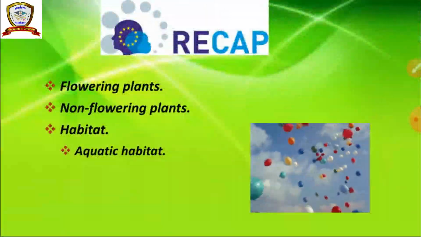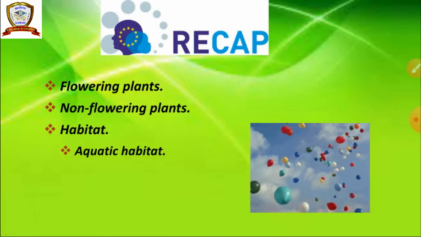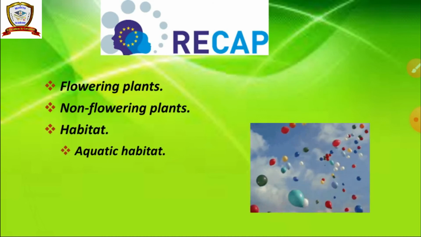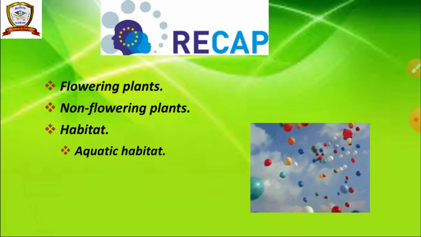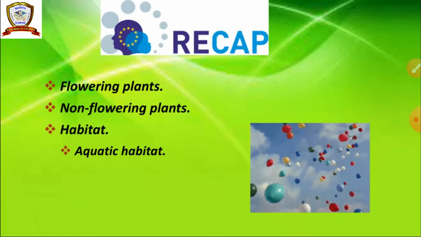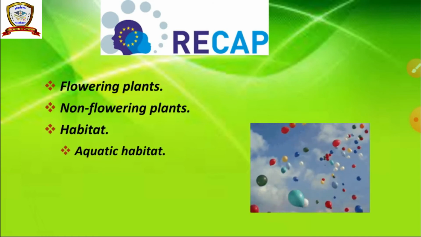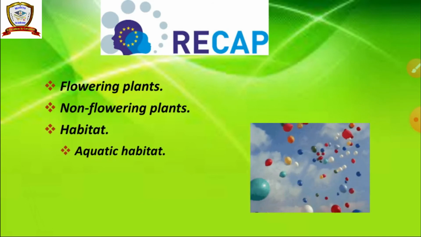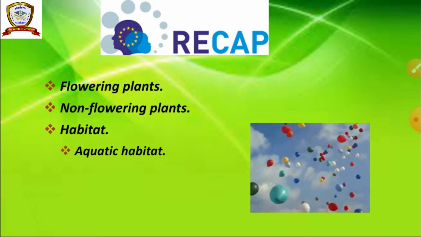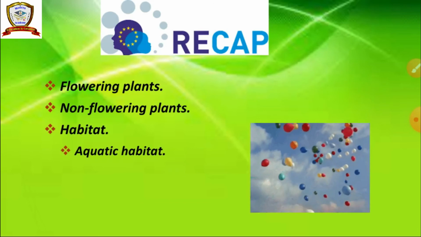Shall we recall in this session? What have we discussed in today's class? We have discussed flowering plants, non-flowering plants, and habitat, in that aquatic habitat. So what are flowering plants? Flowering plants are plants that produce flowers and fruits. Flowering plants are also called angiosperms.